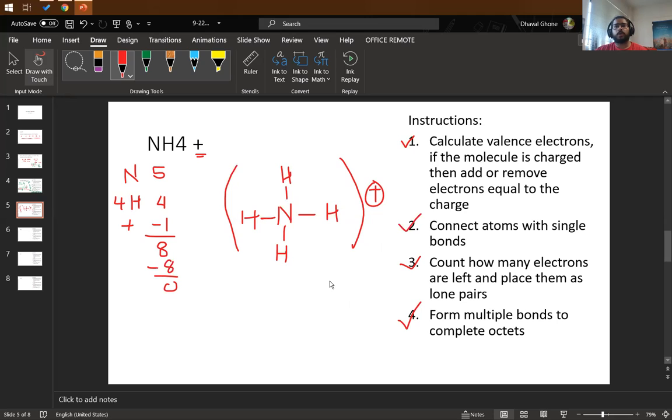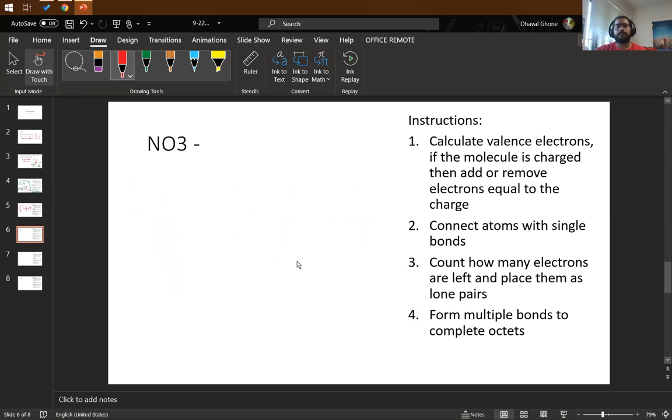Okay, if you have questions on this, please email me and ask me how to do this, and I'll help you walk through it. But the next one is NO3 minus. Again, I urge you to pause the video and try doing it on your own, and then come and check how I solve it. If you don't practice on your own, it's basically useless watching the video. I would really urge you to practice on your own and then see how I do it.